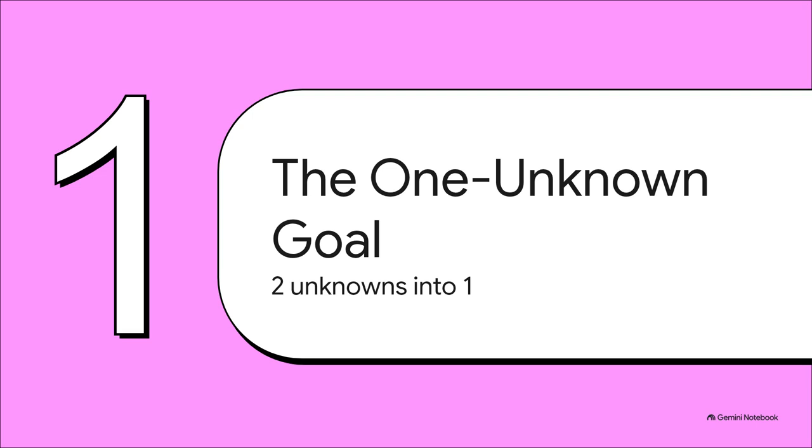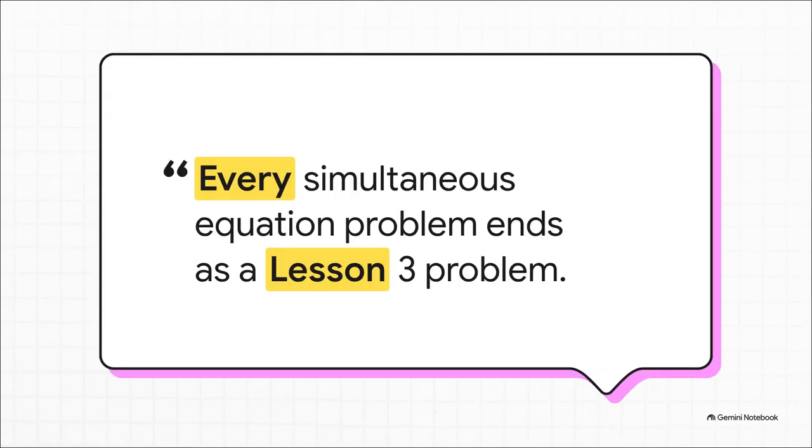The one unknown goal. Now, before we even look at a single number or variable, I want to really highlight this core mantra. Our source material puts it perfectly. Every simultaneous equation problem ends as a Lesson 3 problem. The only new skill is getting there. Basically, solving for a single unknown variable is something you already know how to do, right? So our single overarching goal today is just to take a messy 2 unknown problem and collapse it into a really simple 1 unknown problem. Honestly, that's the entire game.